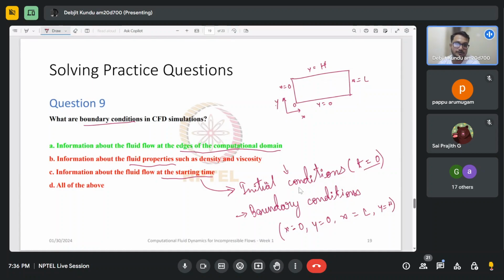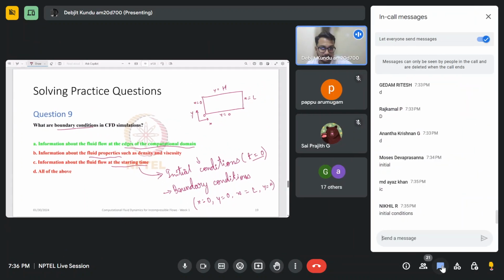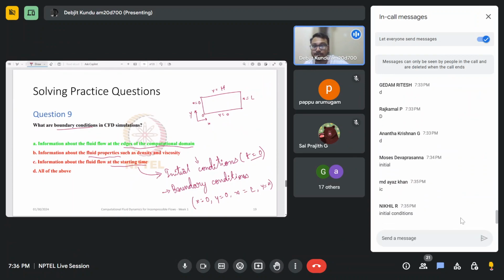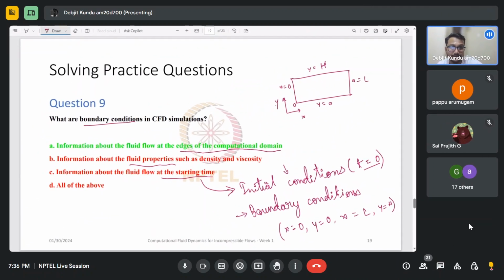Understood? So I can understand that the crowd was a bit confused regarding this question since there was such a mixed response. I hope this clears things up, right? Everyone got it, right? Why only option A would be the correct answer? If you have any doubts, you can ask. Okay, good.